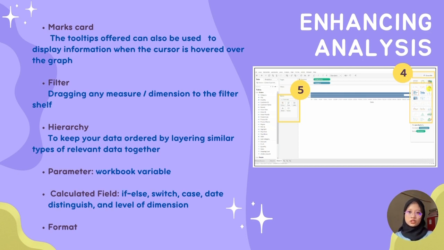The next one is calculated field. Tableau gives us the ability to create a calculated field in which we can create our own new field or column, such as by using if-else, switch case, date distinguish, and level of dimension. And the last one is format. Tableau has the ability to format the text, numbers, percentage, decimals, date time format, and other things that you might want to change the format of the data set. So you can use any of these steps to enhance your analysis of your data set.